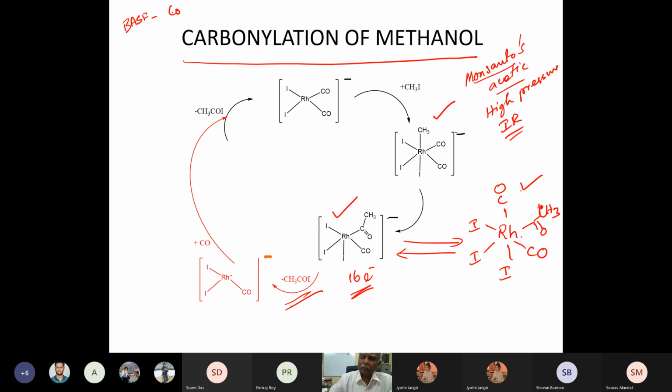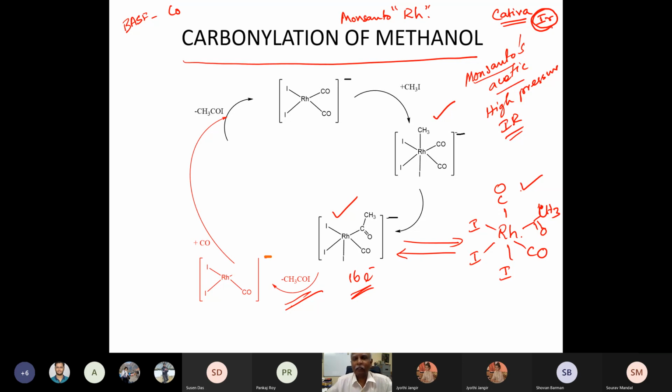used cobalt. Monsanto used rhodium, and right after the discovery of Monsanto's process, maybe about 10 years down the line, there was another process called Cativa. It's another company which used iridium. So they just went down the periodic table.